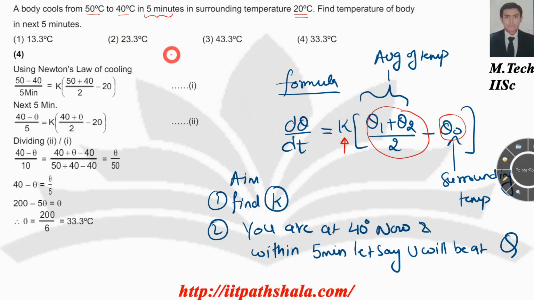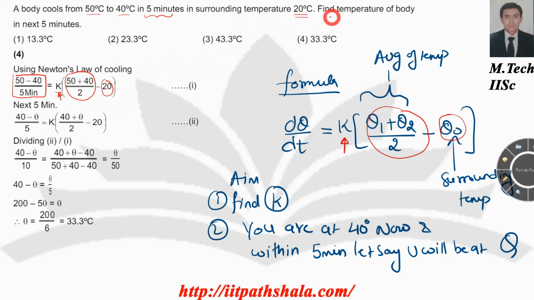Now let us apply all the data into the formula over here. dθ by dt is given to me, which is nothing but 50 minus 40 upon 5. I'm going from 50 degrees to 40 degrees, so I'm cooling over here. This is equal to k, and averaging both of the temperatures with the following terms, then putting in the value of the surrounding temperature, I can figure out the value of k.